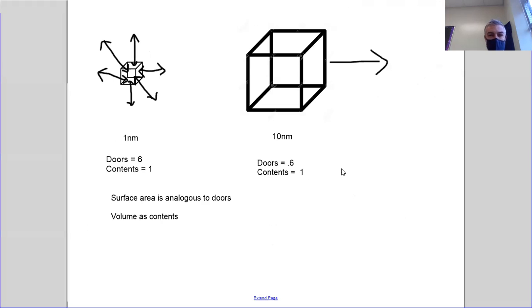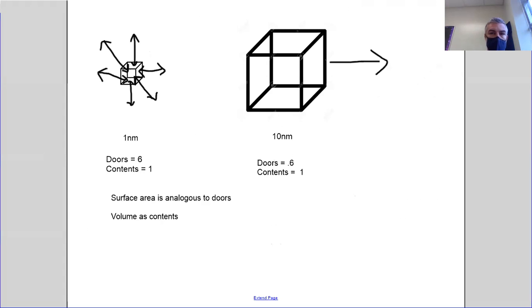So here we are again. This is our little analogy. So I'm small and now I'm getting bigger. So I'm going from 1 to 10. I'm getting larger. So I have doors. Remember, doors are surface area. Contents are going to be volume. So as I get larger, what is happening? What's happening to surface area?